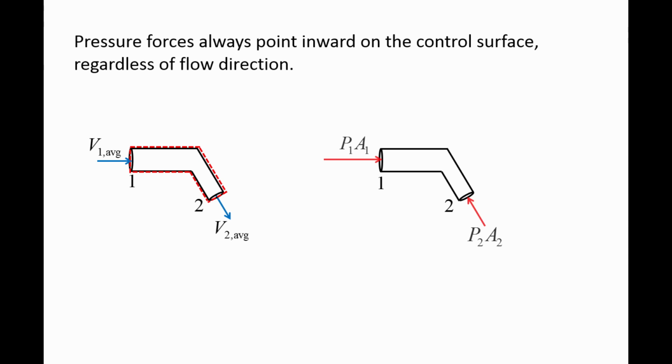The pressure force can be calculated by multiplying the local gauge pressure times the cross-sectional area. The pressure force at the inlet is P1 times A1, while the pressure force at the outlet is P2 times A2. Both P1 and P2 are gauge pressures. Notice that the force vectors point inward at both the inlet and outlet, even though the flow direction is outward at the outlet.